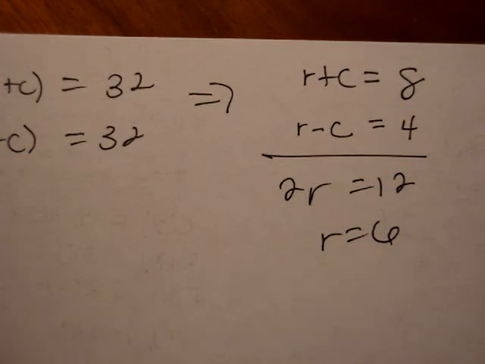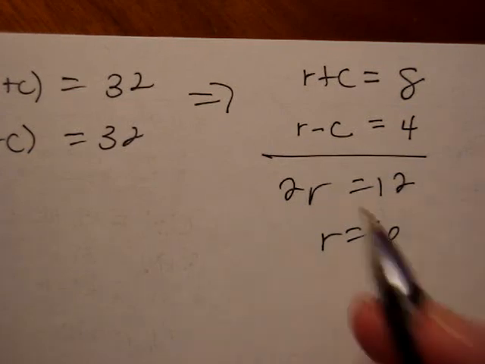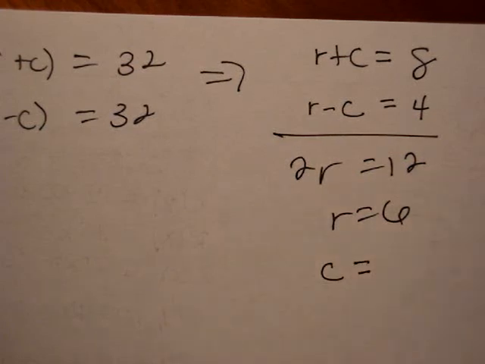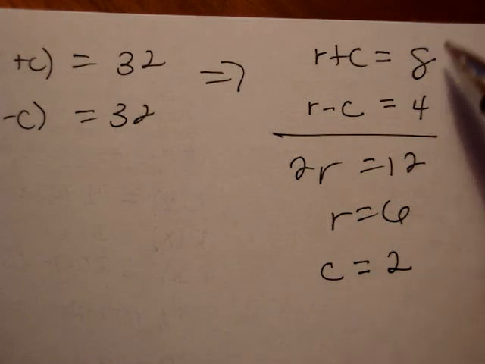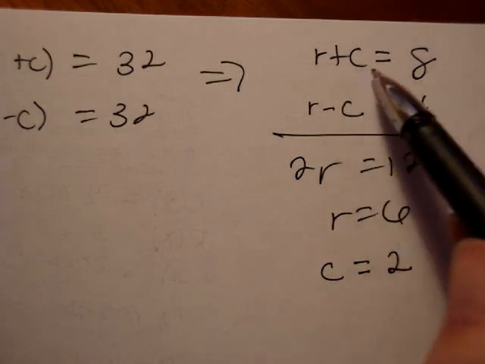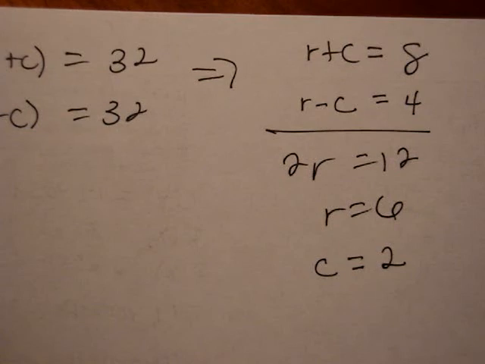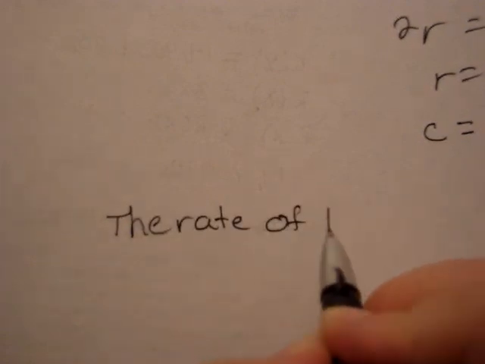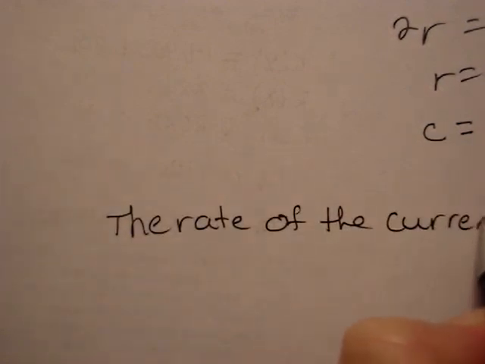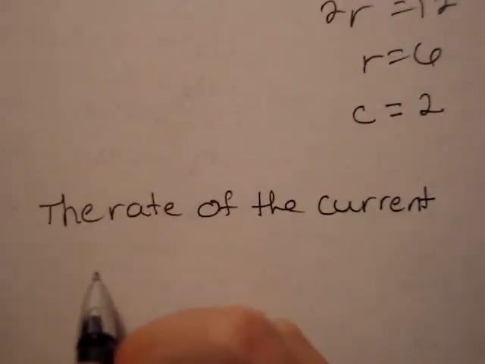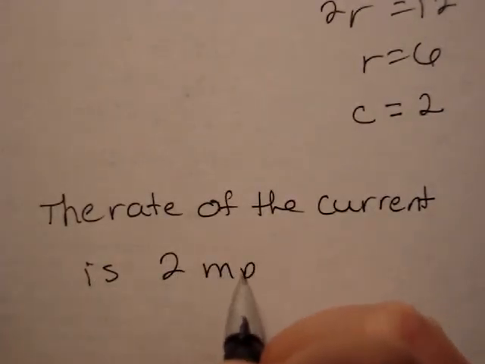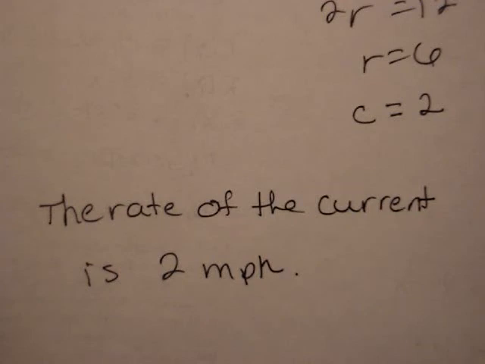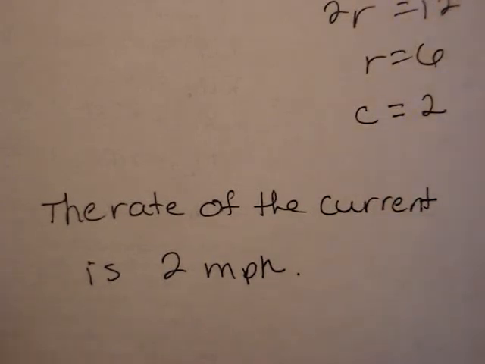But that's not what they asked me for. Remember, R was the rowing rate. So you've got to go back and figure out what the rate of the current is going to be. And you should get 2 just by looking at these two equations here, right? If I have 6 plus something equals 8, that something better be 2. And you write the beautiful sentence. The rate of the current, oops, you can't read that, is 2 miles per hour. Don't forget your units. Alrighty, that is section 5.1.